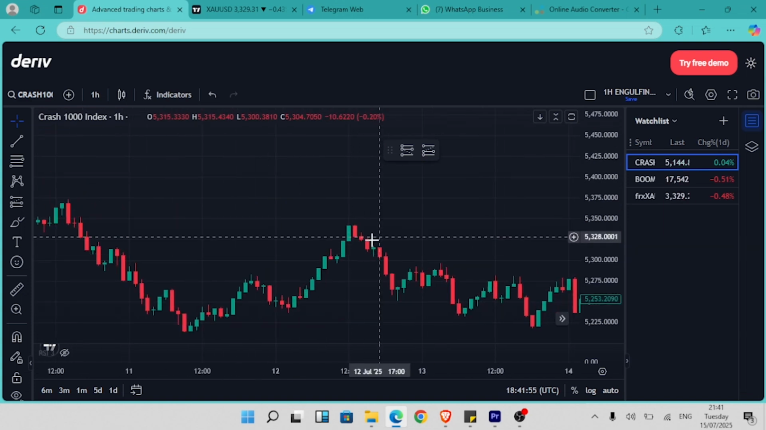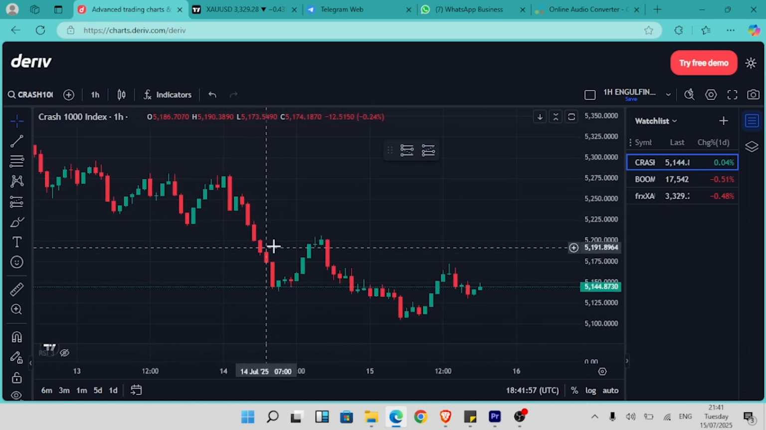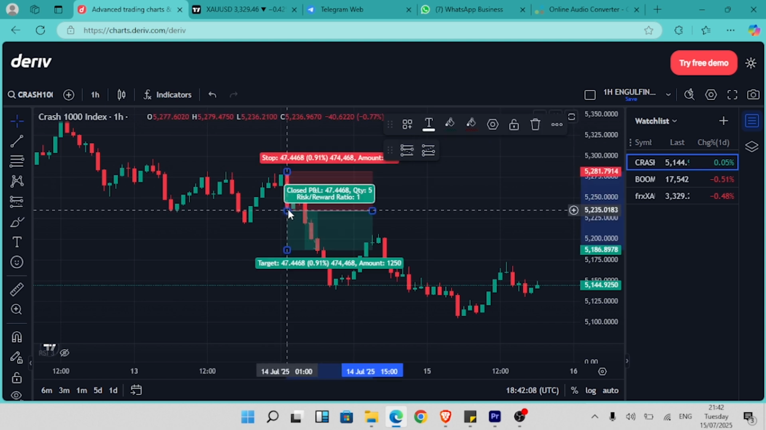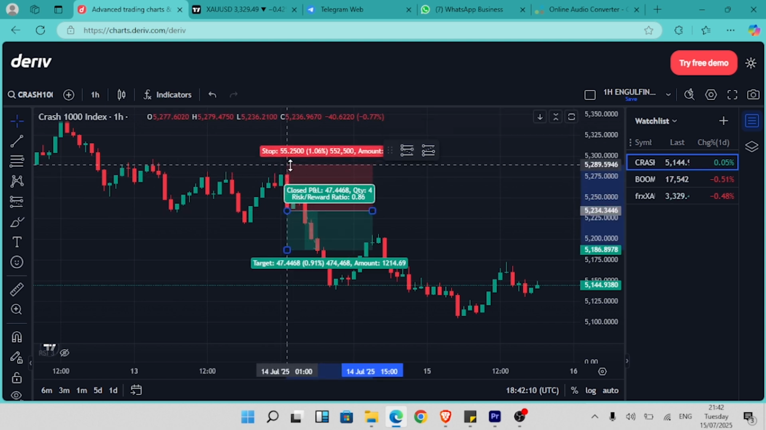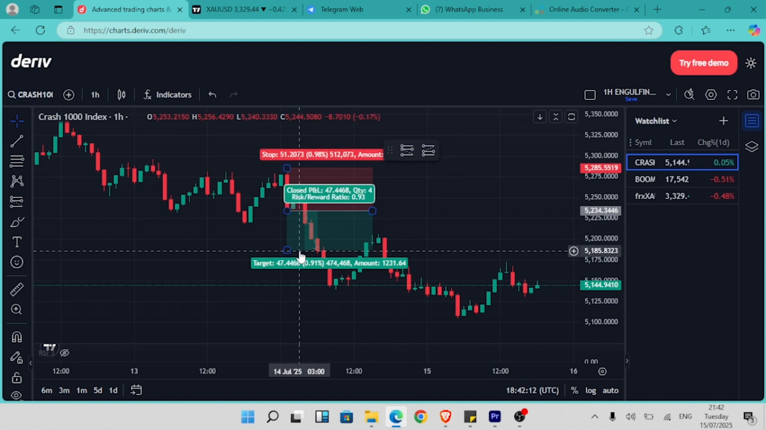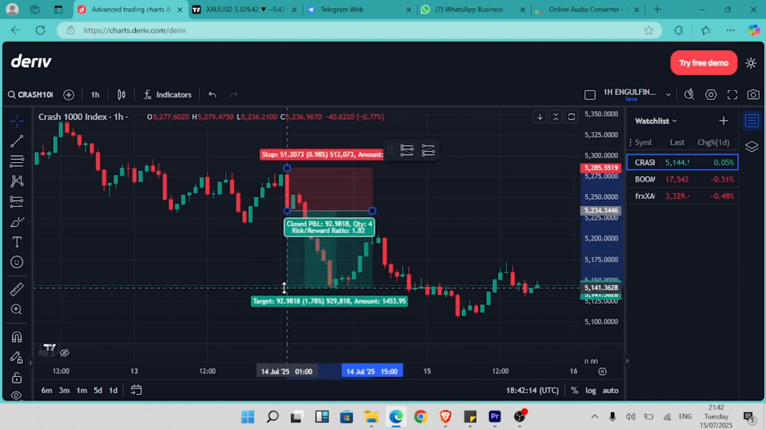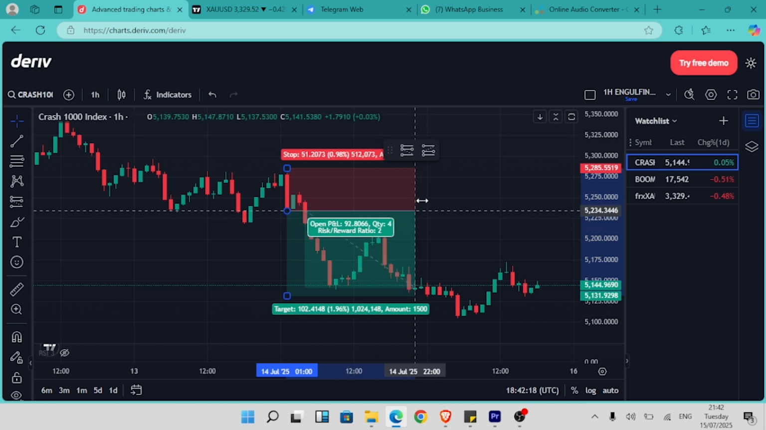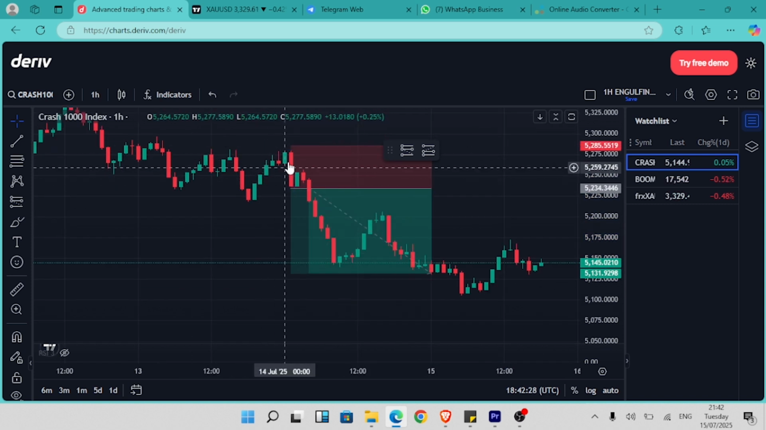Okay, so once a bearish engulfing candle forms, you want to use this to predict where you place your stop loss and take profit. I usually target a 1 to 2 risk to reward ratio, like that. So this is the first step.